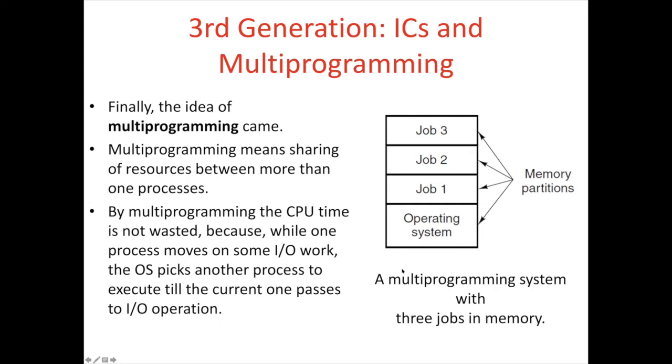Here is an example of a multi-programming system with 3 jobs in memory. In the area of the memory having the lowest address, we have the operating system, and the jobs, job 1, job 2, and job 3, are loaded into fixed partitions in the memory. These are the partitions for the jobs and for the operating system.